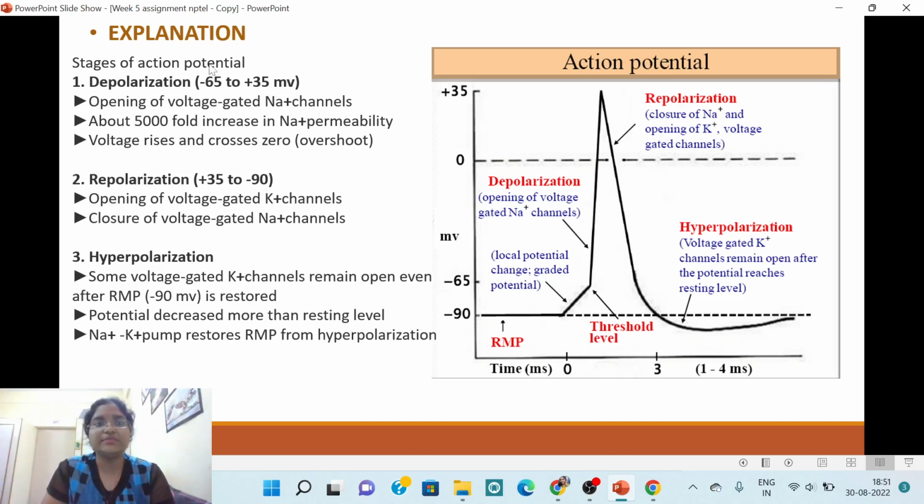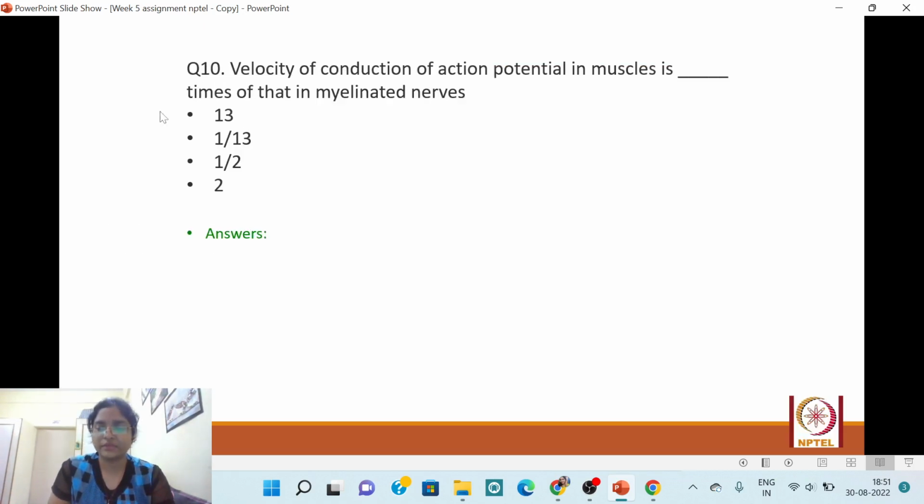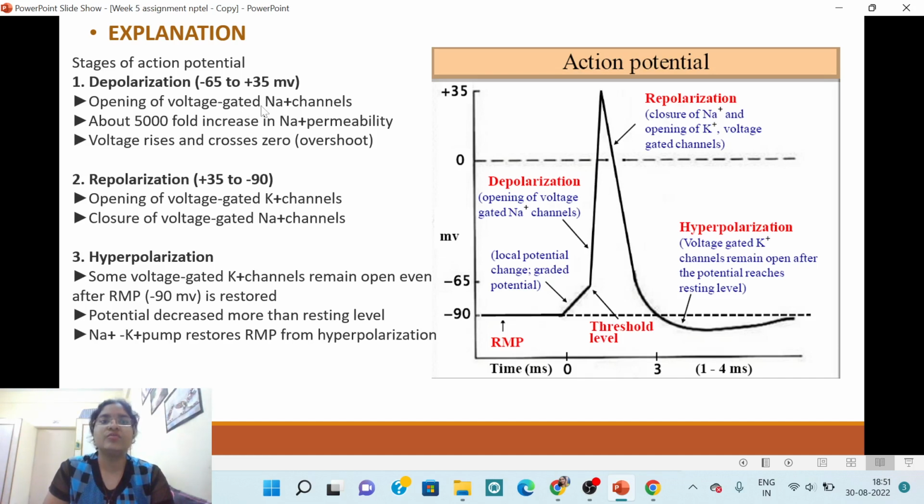So when the membrane is in the depolarized state, there is an opening of the voltage gated sodium channels, and the voltage rises and crosses zero. Obviously, from minus it becomes positive, right? It goes to plus 35 millivolts. That is the peak you can see here. It is at minus 90 at resting membrane potential, and it increases when it gets depolarized and crosses zero, right?